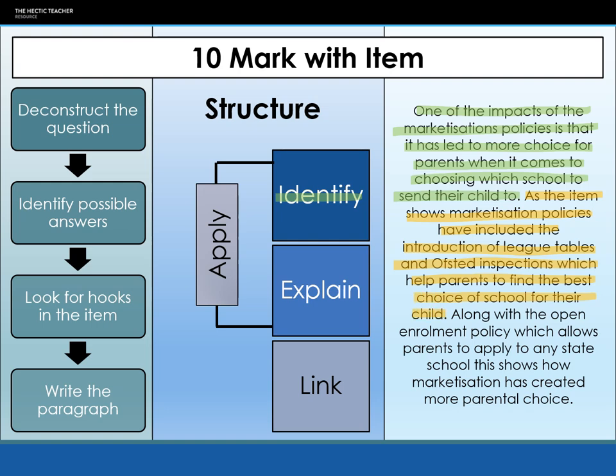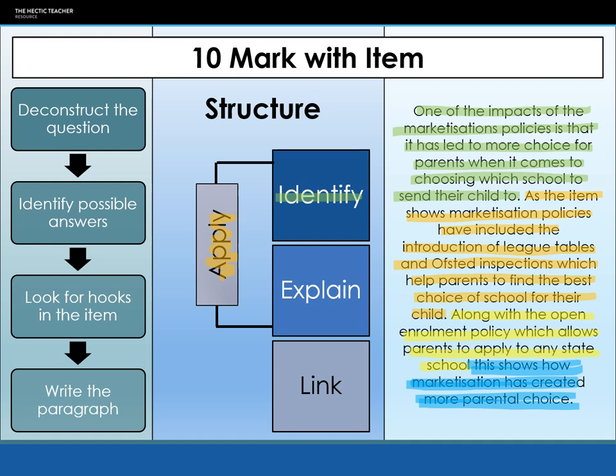Now, as you can see there, I have not quoted, I've paraphrased. I've incorporated the item into my explanation. It's all embedded, it's all linked together, so it feels like it flows. I've then carried on my explanation with another policy. So along with open enrollment policy, which allows parents to apply to any state school, then my link. This shows marketisation policies have created more choice in education, more parental choice. Okay, so I've incorporated my item so that it feels more part of the paragraph. It doesn't feel like an add-on. It reads, it flows, it makes sense.